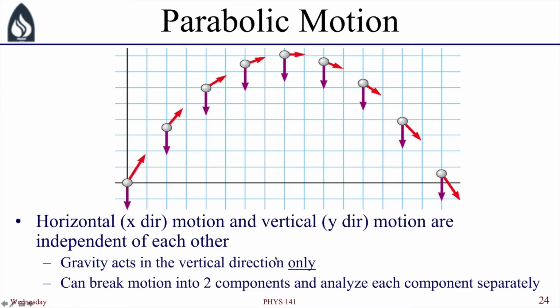So since gravity acts in the vertical direction only, that means you can treat the motion in the x direction as constant velocity motion, and the motion in the y direction as free fall. This makes it very easy to break the motion into x and y components and analyze each component separately.